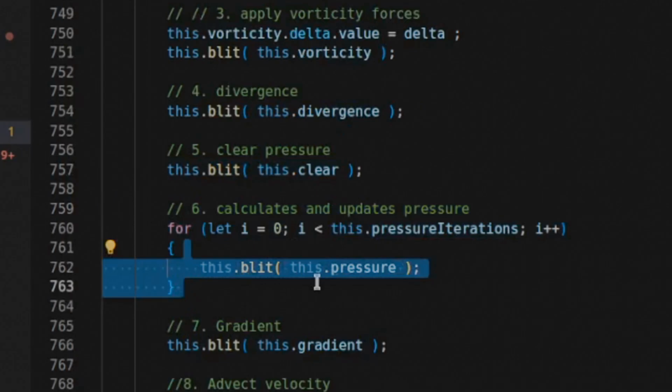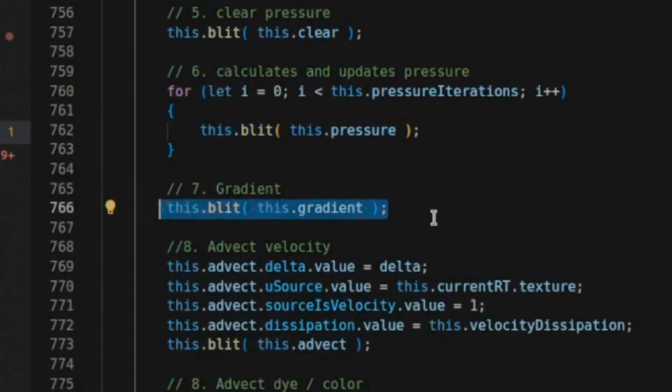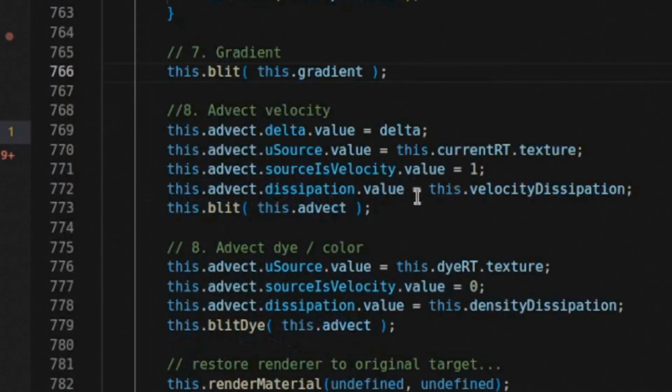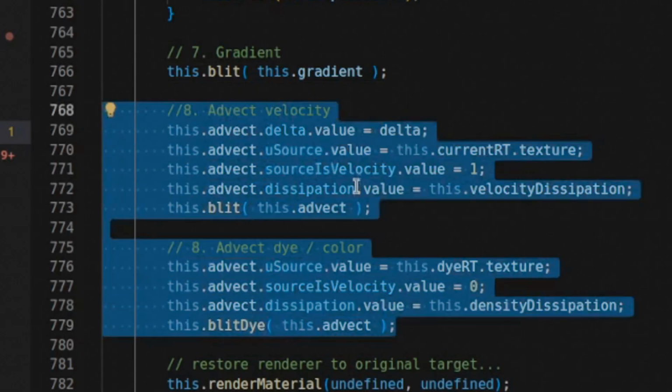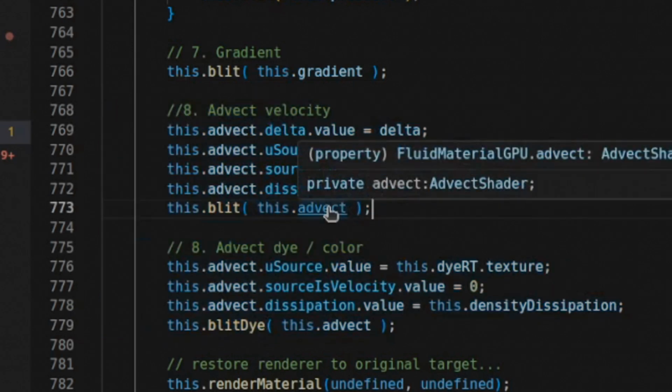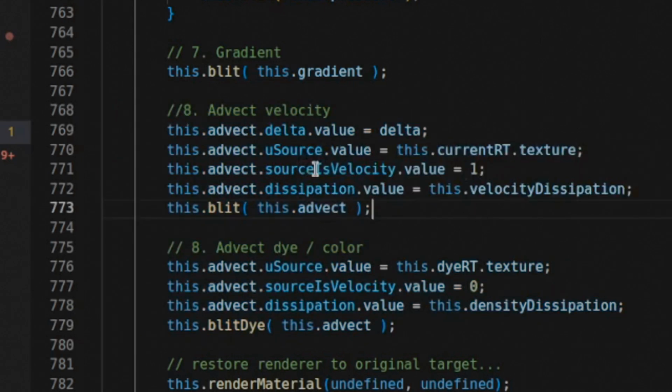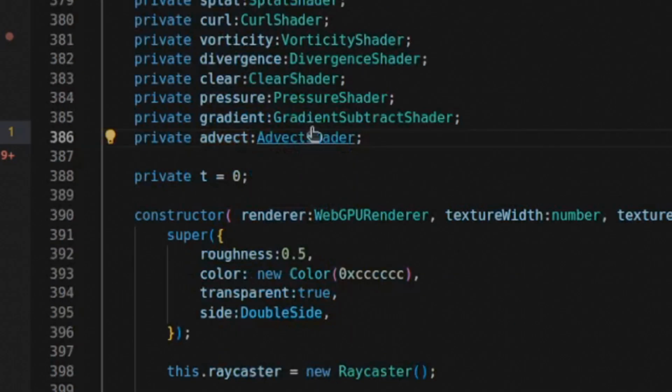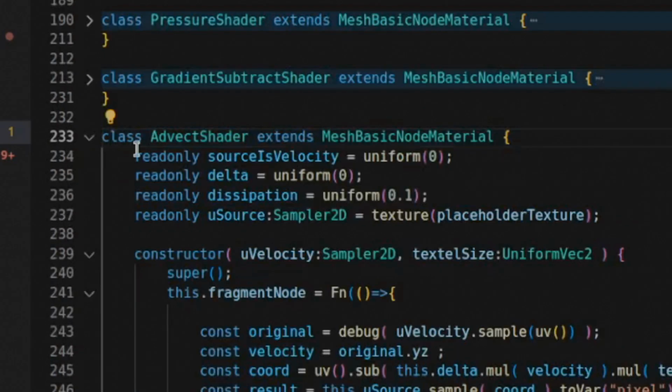Absolutely. This is the payoff, visually speaking. The advect shader handles the advection step. Advection is just a fancy word for moving stuff along with the flow. This shader takes a quantity, could be the velocity field itself or the color dye texture, and transports it according to the final corrected velocity field we just calculated. So it pushes the color along the velocity arrows.